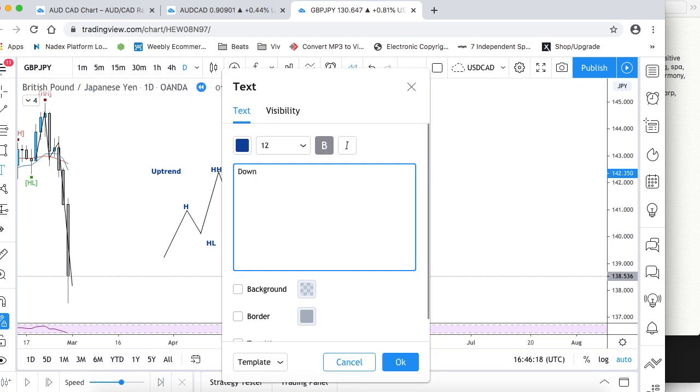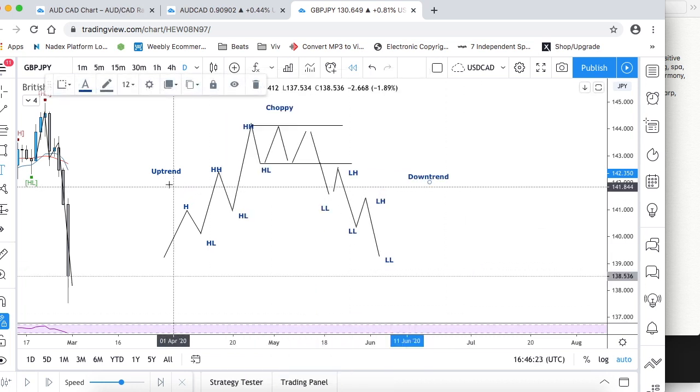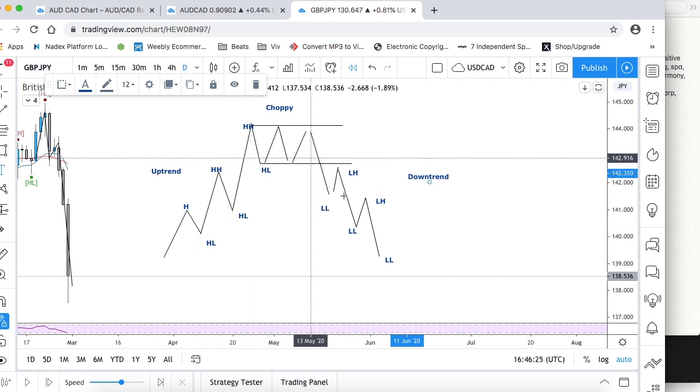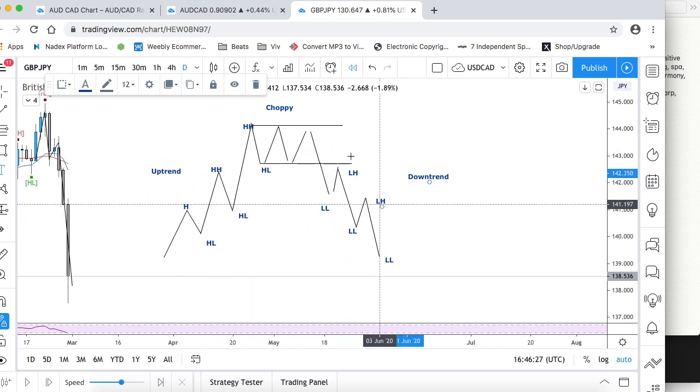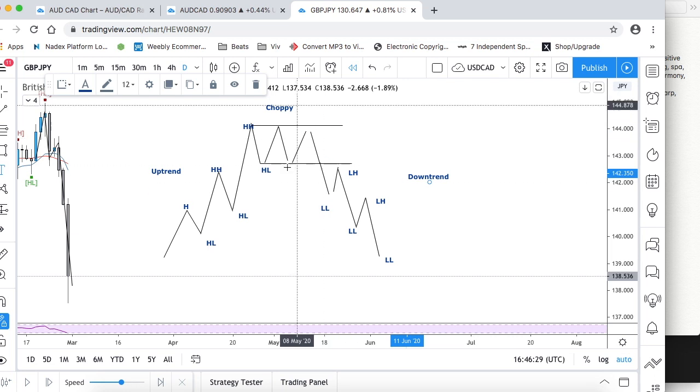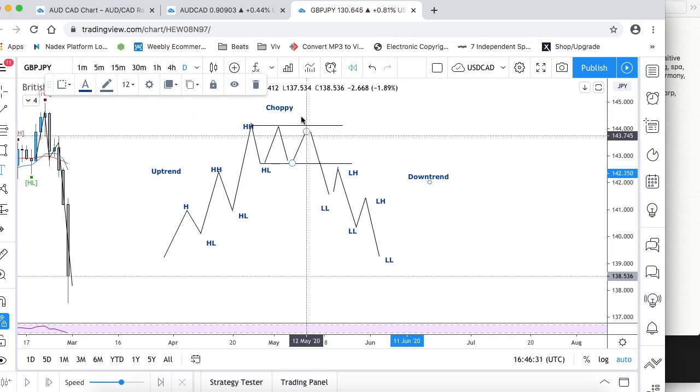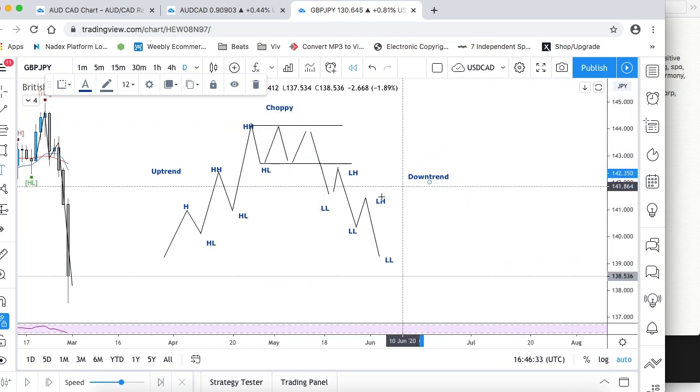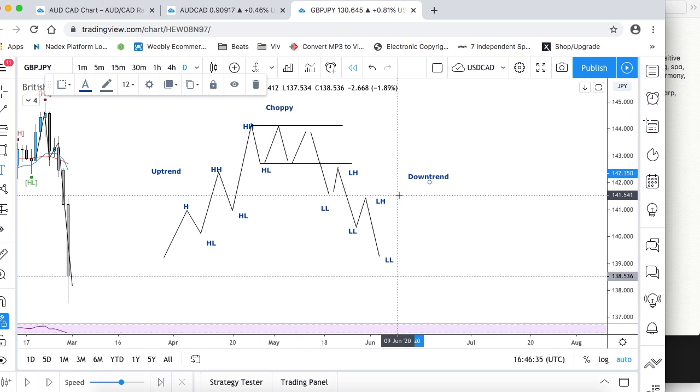The market moves in waves just like that. Uptrend, higher highs, higher lows. Downtrend, lower lows, lower highs. Sideways market, consolidation, choppy, whatever you want to call it. It's when it's moving sideways. All right. So that's how the market moves.